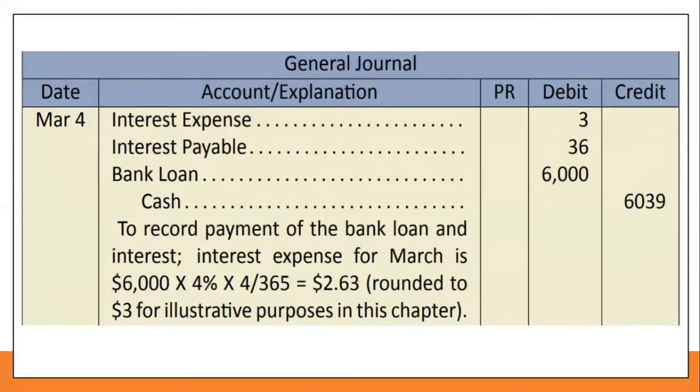Now, the $36 debit to interest payable will cause the interest payable account to go to zero, since the liability no longer exists once the cash is paid. And notice that the total interest expense recorded on the bank loan was $39: $18 expense in January, $18 expense in February, and $3 expensed in March. Now the interest expense was matched to the life of the bank loan.